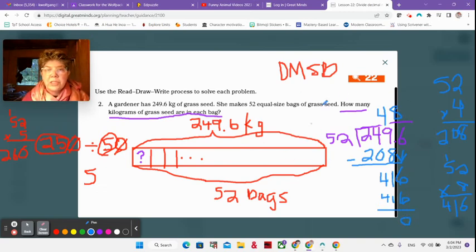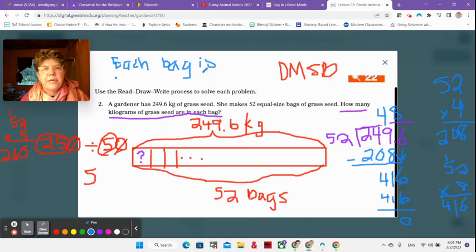So let's go back to the question. How many kilograms of grass seed are in each bag? And we're going to write a sentence. This is when I wish that I could type into here instead of writing everything by hand. But you are definitely writing it with your pencil on your page 206. Each bag is how much? 48 kilograms. Now, does that make sense?